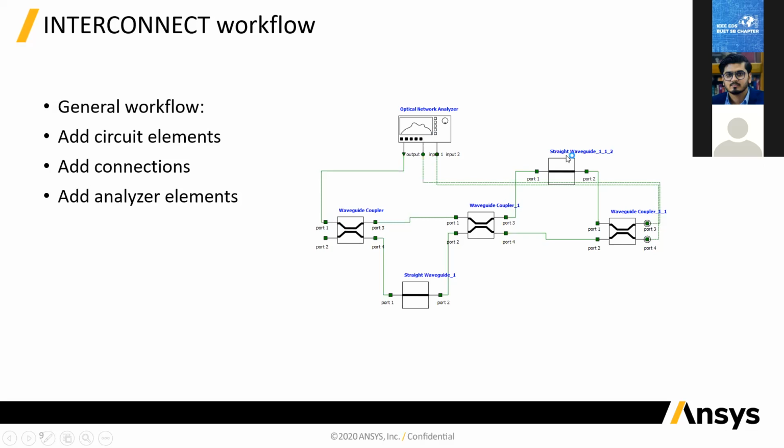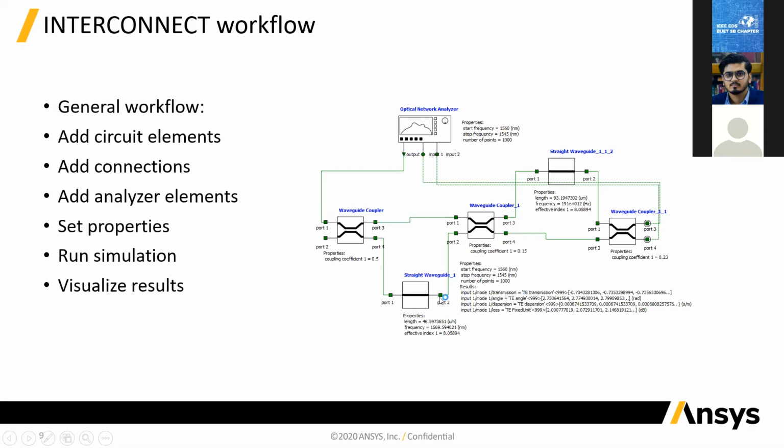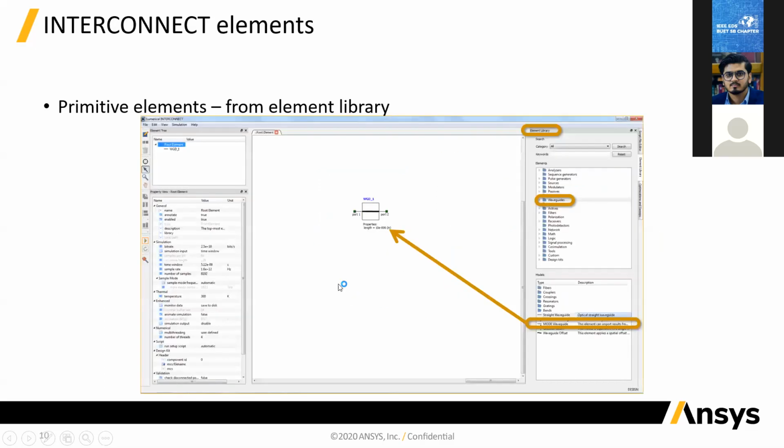Set the properties of each of the elements. So say set the properties of the waveguide, the effective index, group index, and so on, the coupling coefficients for the coupler, update those values according to your needs, and then you run the simulation. And then once the simulation is run, you can visualize the results from the analyzer.